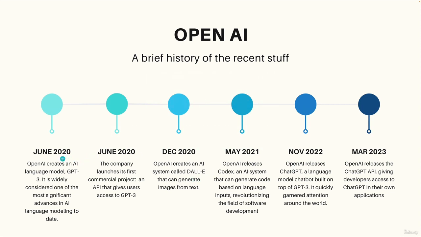GPT-3 was released in June of 2020, the next model in the GPT family. Just like GPT-2 and all the other GPT models, it takes text as an input and it spits out text as an output. And simultaneously, in June of 2020, the company released its first commercial product, which was the API to interact with GPT-3. DALL-E was released in December of 2020. DALL-E is an image generating model. You tell it something like, generate me a picture of a snail with a space helmet on the moon, and it generates that image for us. We will work with the DALL-E API also towards the end of this course.